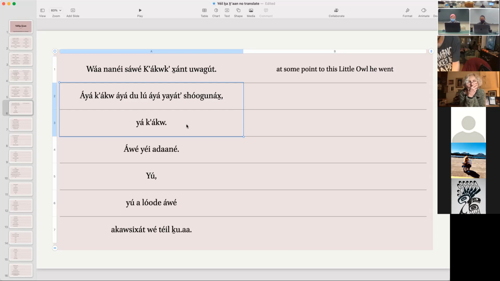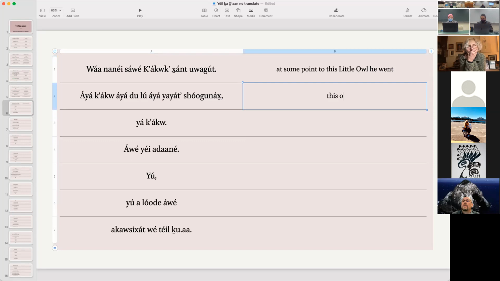And what do we have? This owl, their beak. If you speak Tlingit enough, you'll start calling beaks noses all the time. It's the same word in Tlingit. We come back to this owl. So that leaves us looking for these parts, yeah?